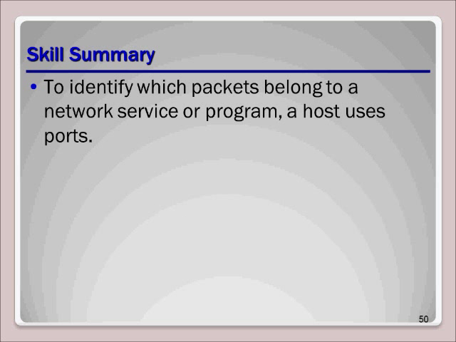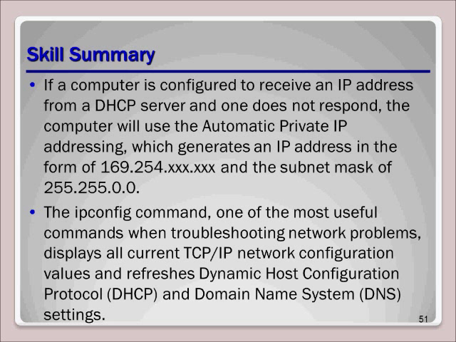To identify which packets belong to a network service or program, a host uses ports. If a computer is configured to receive an IP address from a DHCP server and one does not respond, the computer will use automatic private IP addressing, which generates an IP address in the form of 169.254.x.x and the subnet mask of 255.255.0.0.